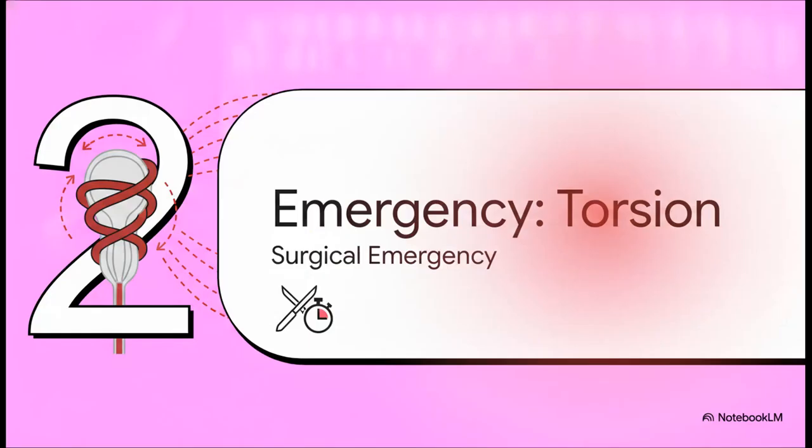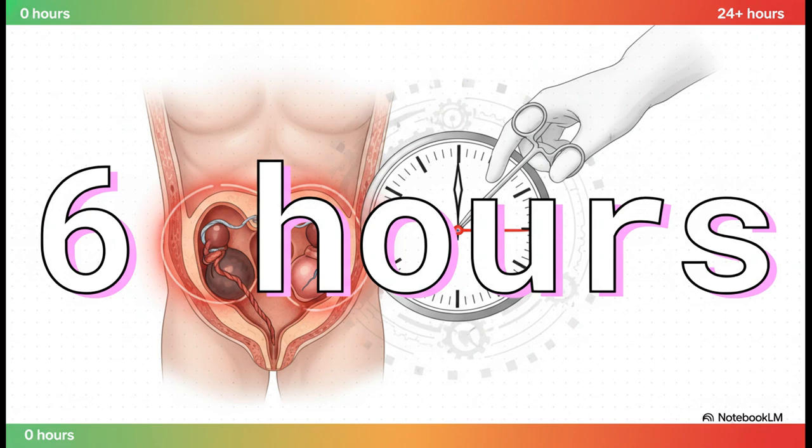Moving on to Section 2, the ultimate emergency, torsion. This is our highest priority condition where the spermatic cord twists and literally cuts off the arterial blood supply to the testicle. So the magic number here is 6, the 6-hour salvage window. If a torsion isn't surgically untwisted within 6 hours of those symptoms starting, the testicle is likely permanently damaged. If you wait beyond 24 hours, the salvage rate drops from near 100% down to basically 0. Time is literally tissue here, folks.